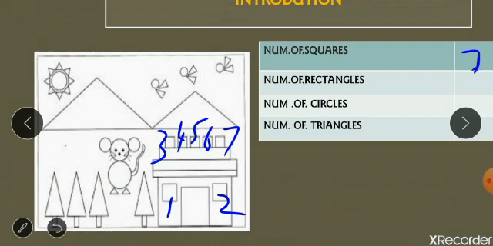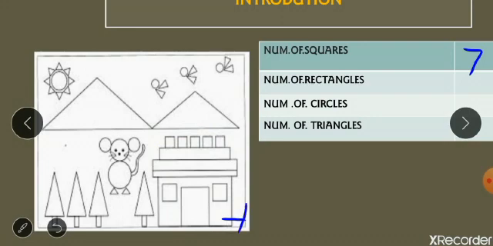Okay. And next shapes. Now we are going to count how many rectangles there are. So we calculated 7 squares. Rectangle means opposite sides are equal. Almost the square is made up of the rectangle in shape, isn't it? So listen, the house is the one rectangle.